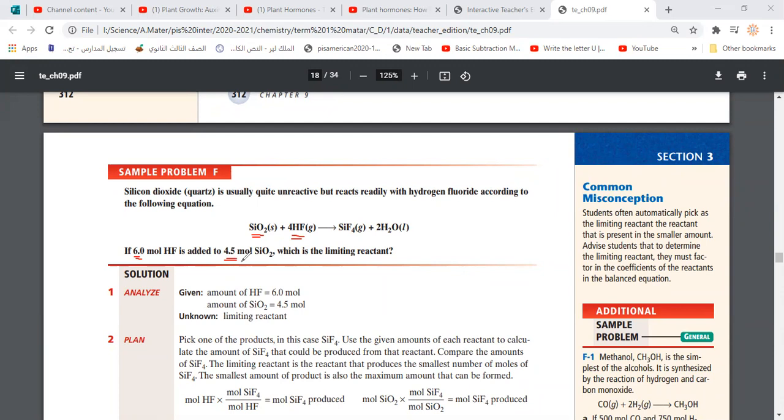Yep. You said HF is the limiting reactant, yes? Why? What is the reason? How could you know?